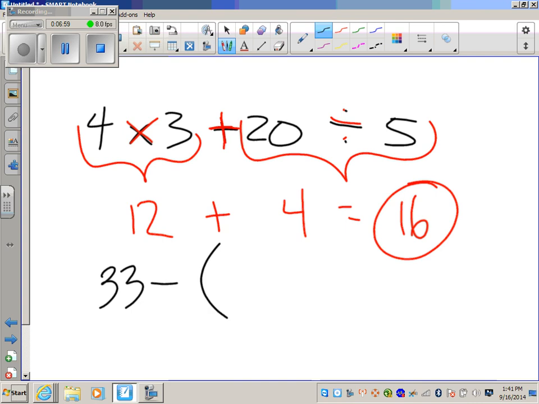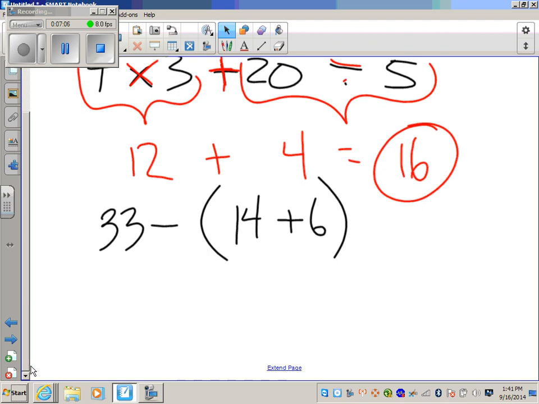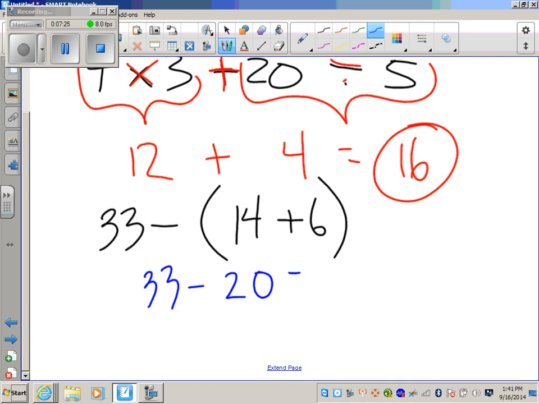33 minus, parentheses, 14 plus 6. Any parentheses in this problem? Are there more than one operation within the parentheses, or is it just one problem? It's just one. One operation. So 33 minus 20 equals 13.